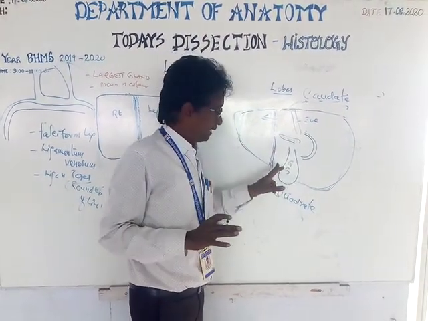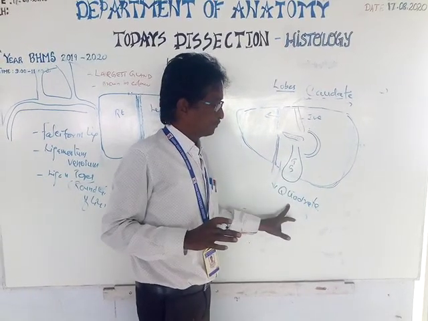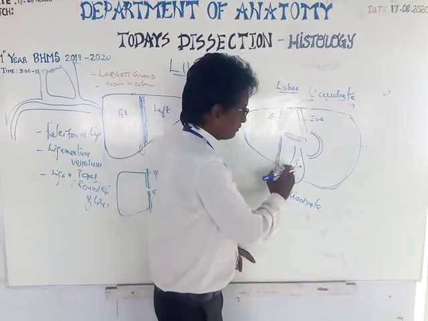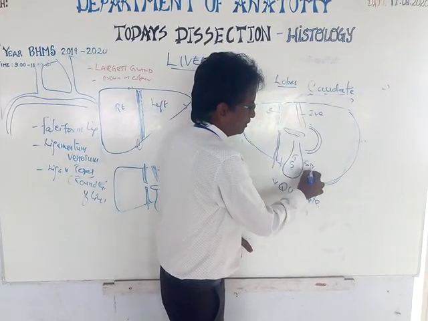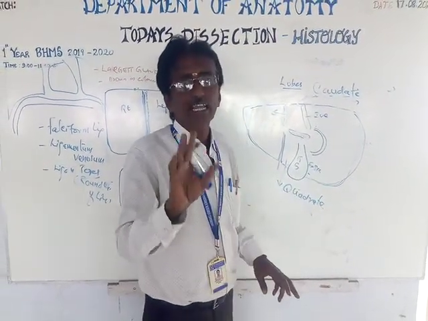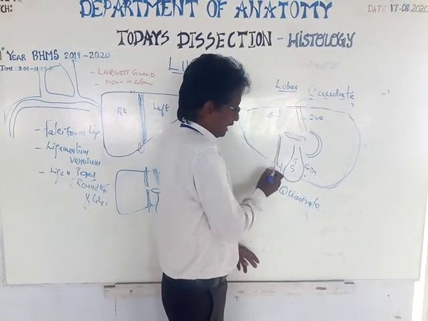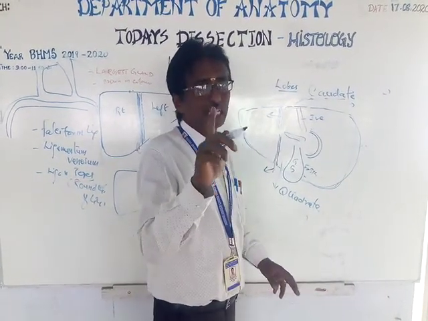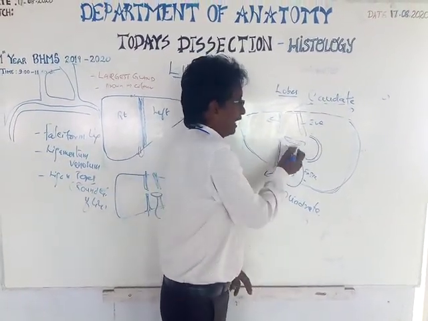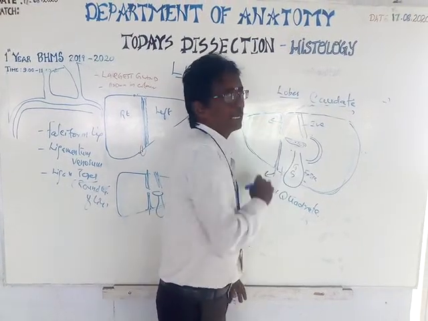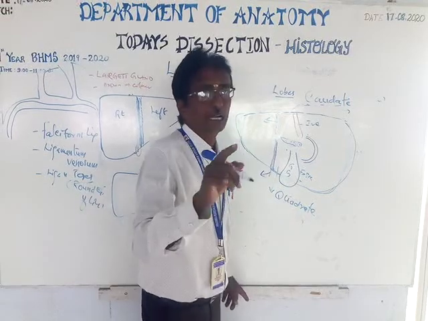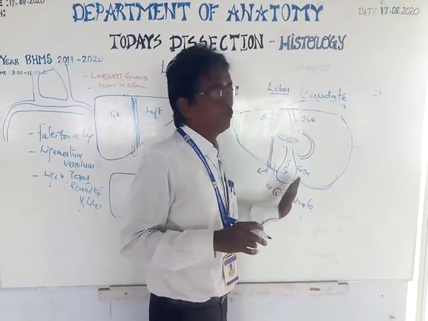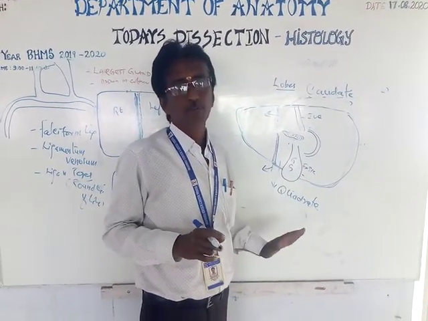Same like that, the quadrate lobe boundary: right by fossa for gallbladder, fossa, not groove. Left by ligamentum teres, fissure for ligamentum teres. Above by porta hepatis, below by the inferior border of the liver. So these are the boundaries of quadrate and caudate lobe.